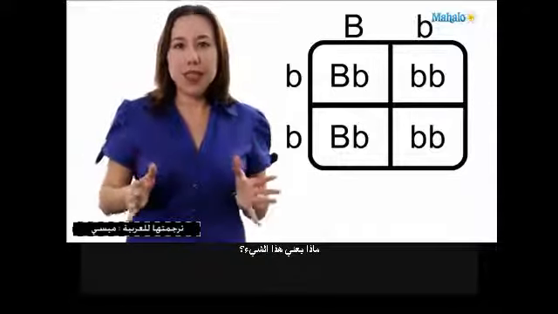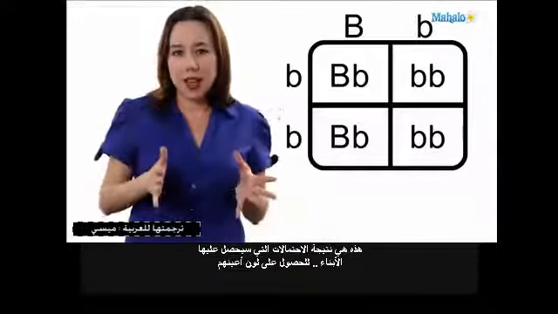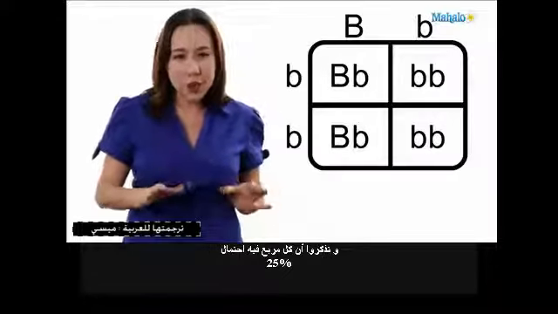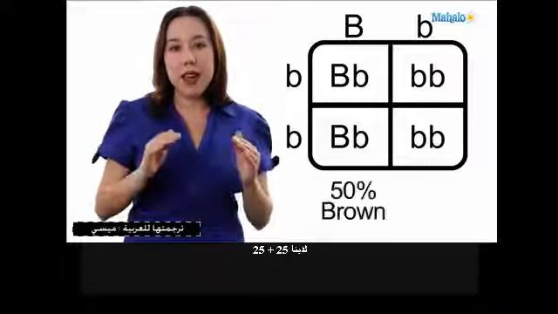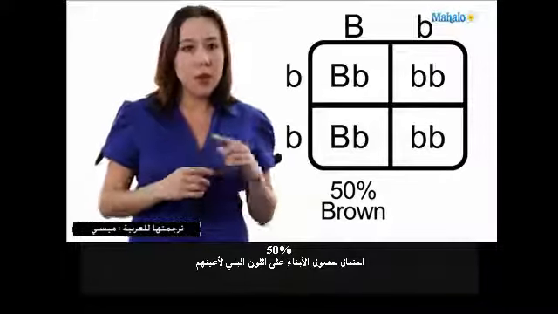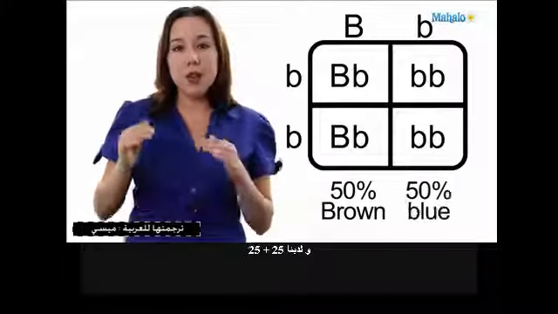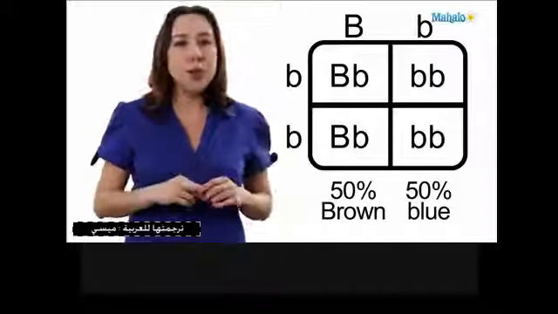Okay, what does that mean for the probability of getting an offspring with what kind of eye color? Now remember, each of those squares is going to be 25%. So, we have a 25 plus 25, or 50% chance of getting an offspring with brown eyes. And we have a 25 plus 25, or 50% chance of getting an offspring with blue eyes.